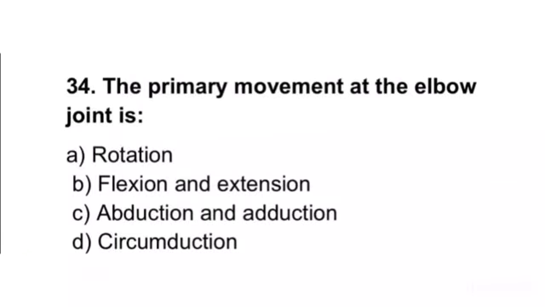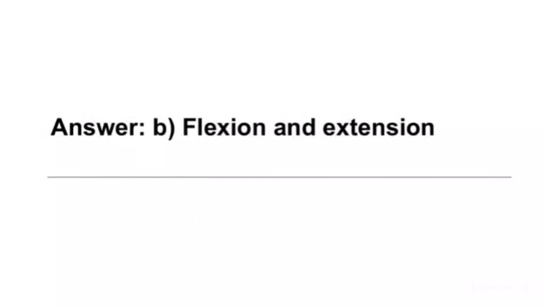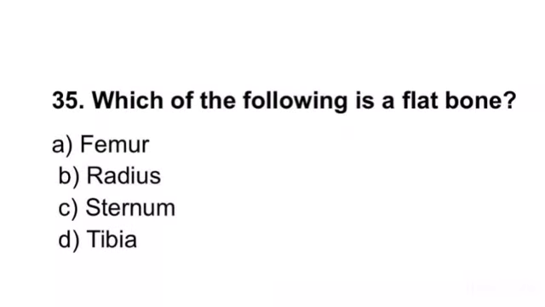34. The primary movement at the elbow joint is A. Rotation. B. Flexion and extension. C. Abduction and adduction. D. Circumduction. Answer: B. Flexion and extension. 35. Which of the following is a flat bone? A. Femur. B. Radius. C. Sternum. D. Tibia. Answer: C. Sternum.